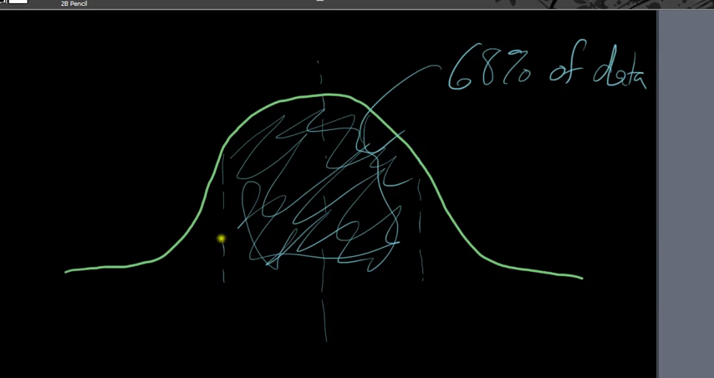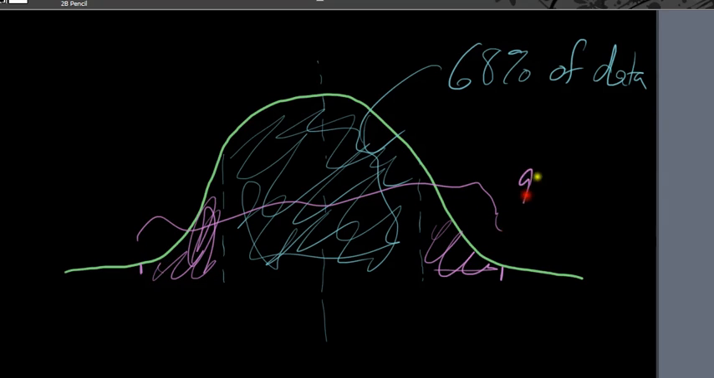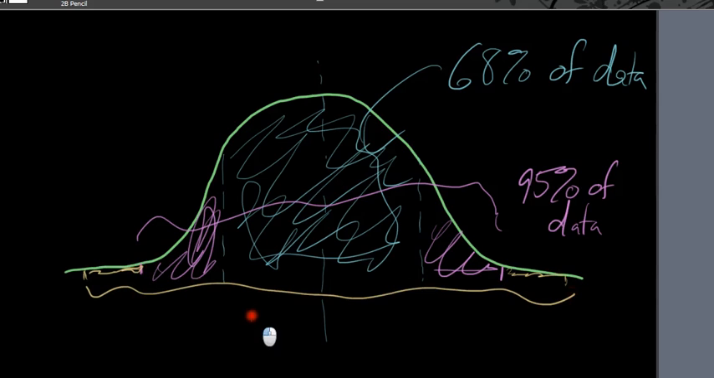If I go out another standard deviation, so go out about that same distance again, and add this area to it, now I've got 95% of the data. So that's within 2 standard deviations. And then if I go out another standard deviation, I'm almost off my picture, but just add in these little smidgets here. This is 99.7% of your data.